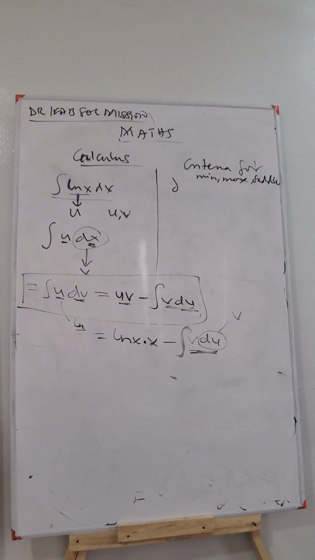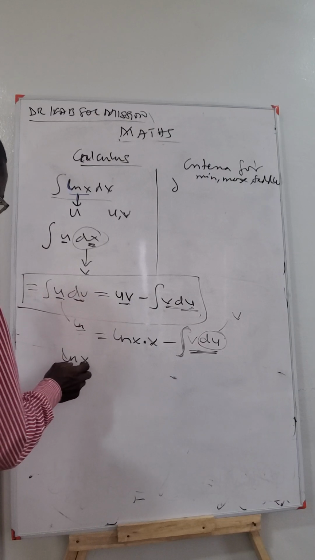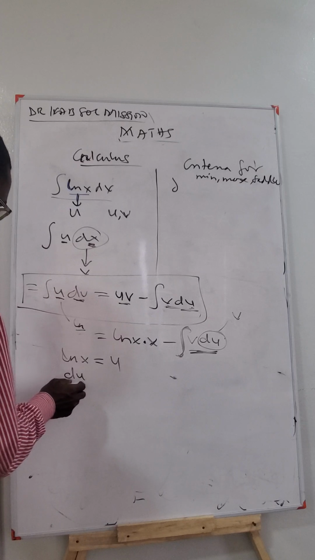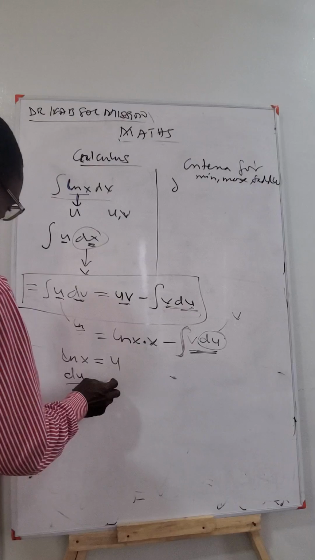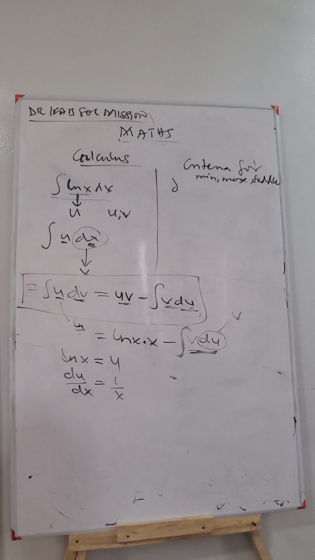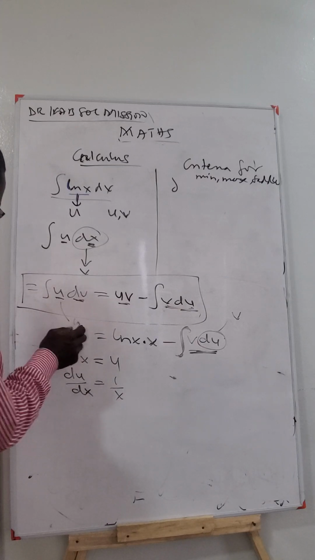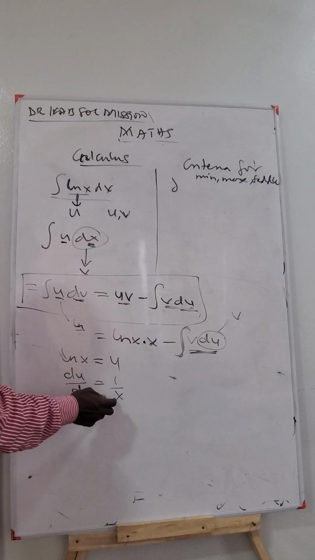So let's see from what expression can we get that. Now we've already said ln x, or natural log of x, is equal to u. So du dx, we're going to have what? 1 over x. That is the expression here. Because we know when you differentiate natural log of x, you get the inverse.